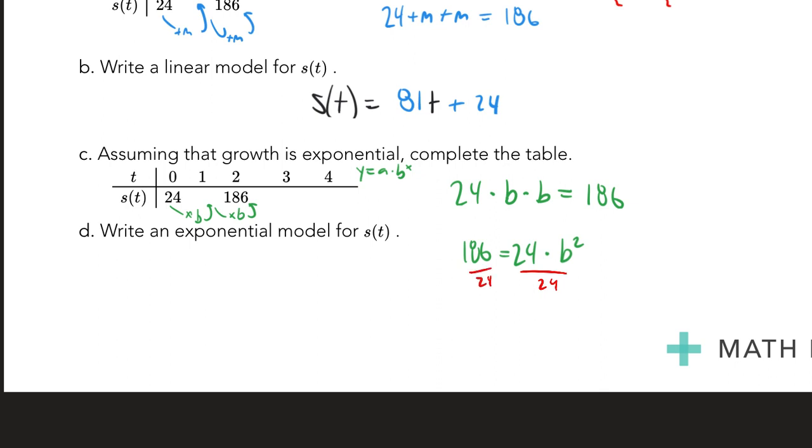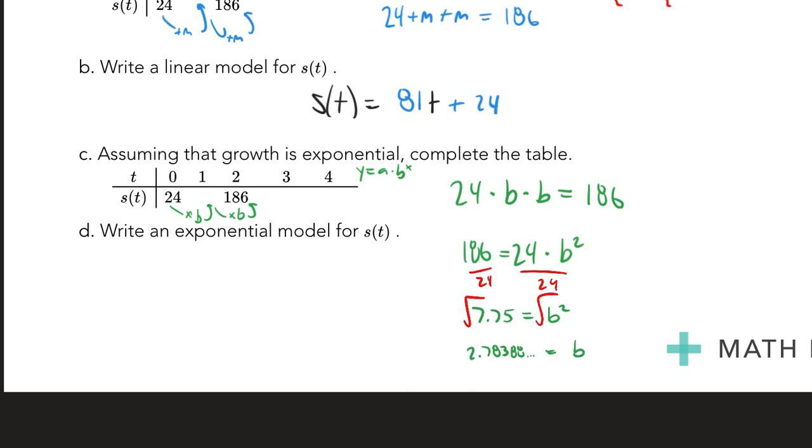186 divided by 24. Don't know that one off the top of my head. It's probably, no, it's not 4. 7.75. So 7.75 equals b squared. And then I get rid of the square by square rooting. So the square root of 7.75 is 2.783, blah, blah, blah. So 2.783 88 equals b.